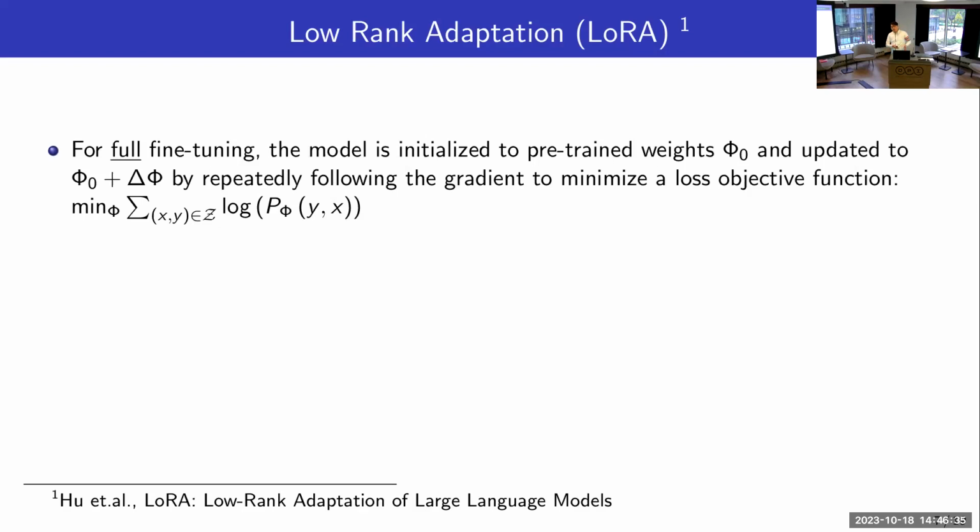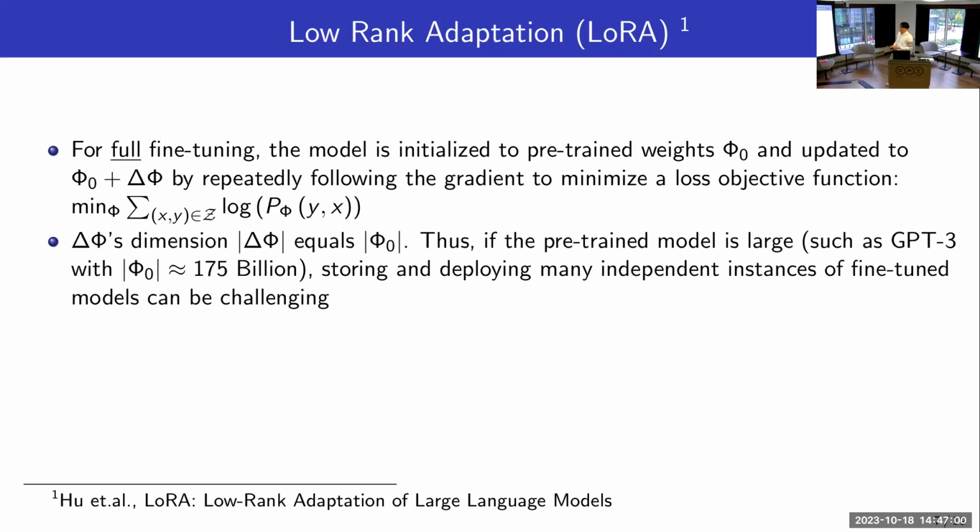That increment can be learned by repeatedly applying gradient descent, with any optimizer you would like to use, according to a previously defined learning objective. For a language model, it can be an autoregressive loss function. So this is how we do full fine tuning on a pre-trained model. The size of the increment of the weights equals the size of the original model weights. If we have GPT-3, the parameter size is 175 billion, and deploying any independent instance of this fine-tuned model is expensive.